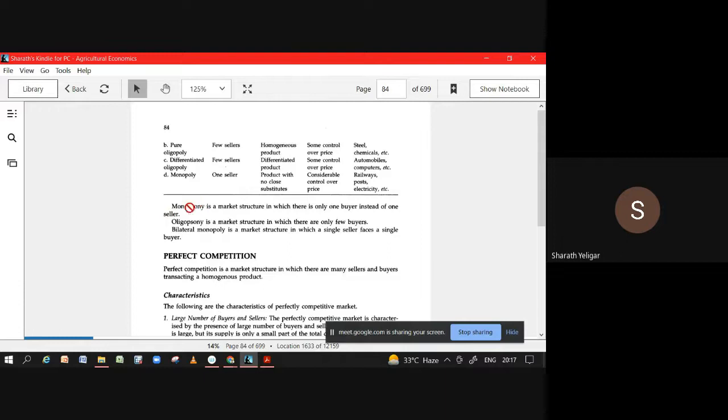Monopsony. When it comes to monopsony, it depends upon the buyer, not the seller. Okay. So only that thing. Monopsony and oligopsony. And this is important.